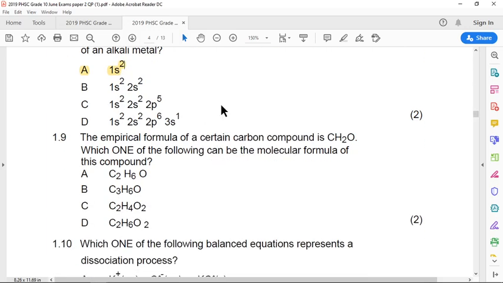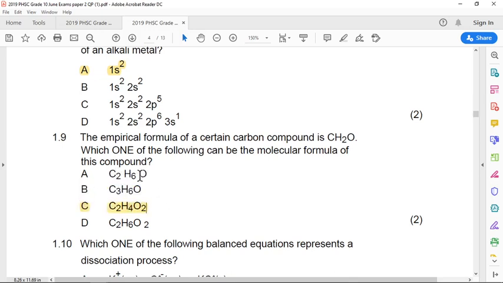The empirical formula of a certain carbon compound is CH2O. Which one of the following can be the molecular formula of the compound? So it has to be a multiple of this. So what we have to do is take this formula and multiply it by 2 or 3 or 5 or whatever. So the carbon is 1, the oxygen is 1. If we multiply the carbon by 2, it becomes C2, the H becomes H4, and the O becomes O2. So if there's a C2H4O2, that will be the answer. And there it is. That is correct.